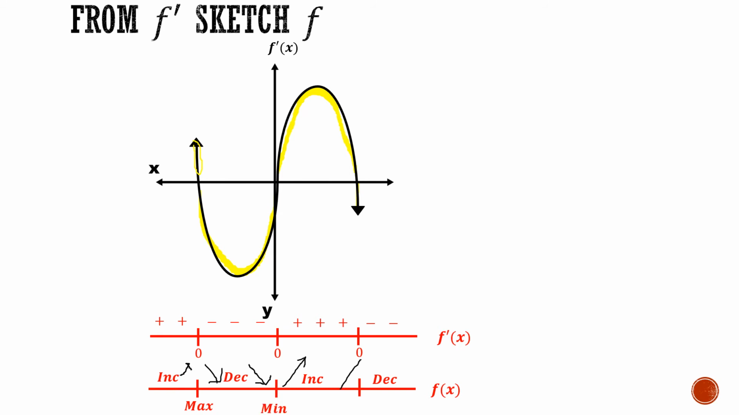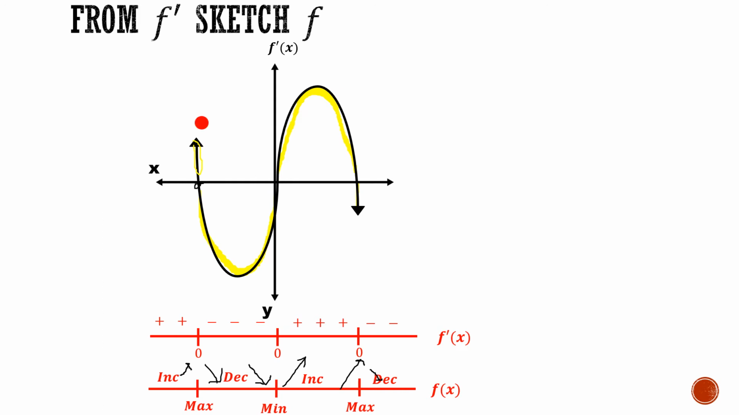And then again, increasing to decreasing, that had to be a maximum. So when I go to my graph, I'm going to draw in just some random points, making sure I know whether they're maximums or minimums. So for this first 0 over here, I'm just going to draw a point above it so I can have a maximum.